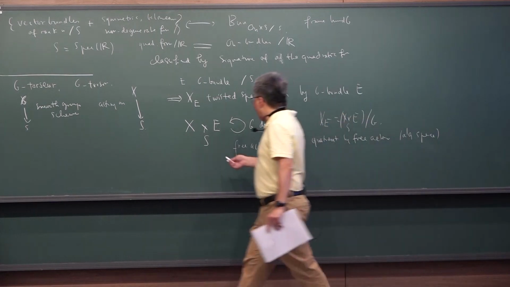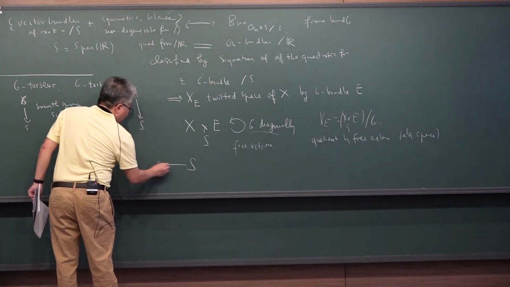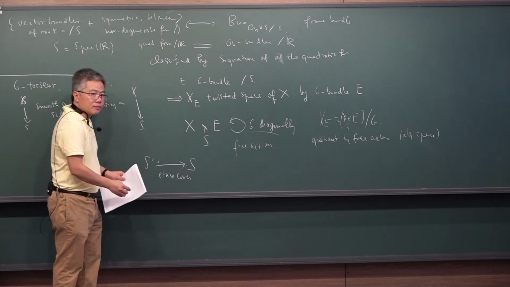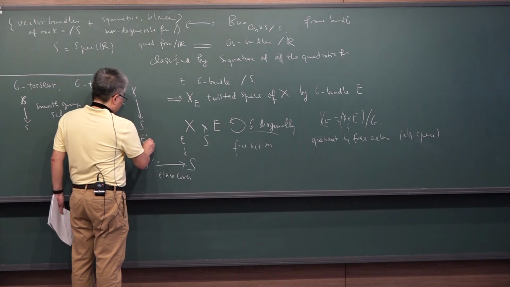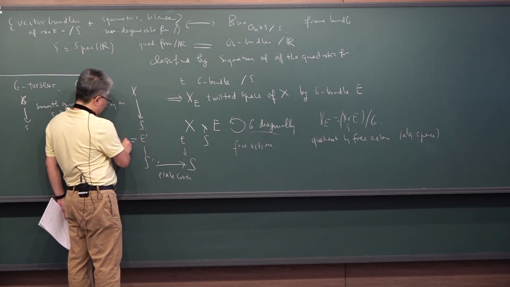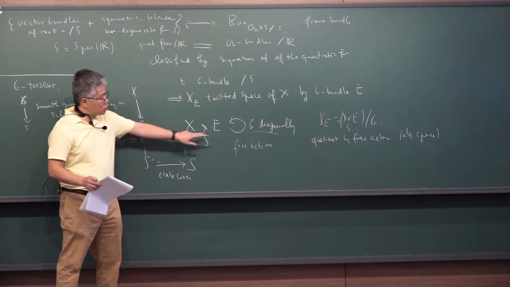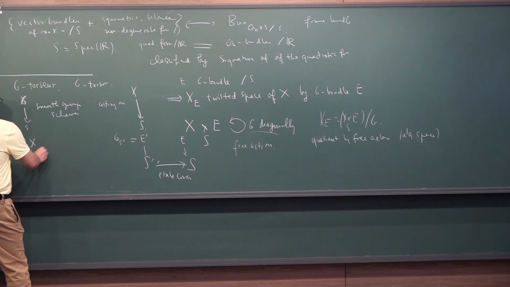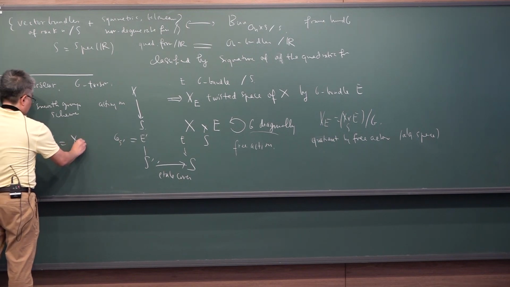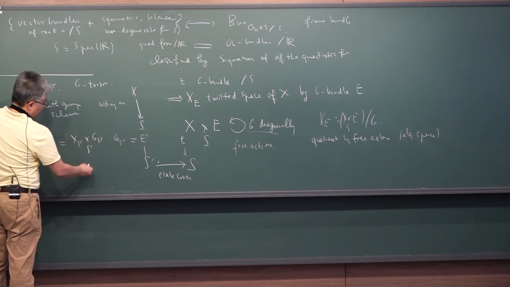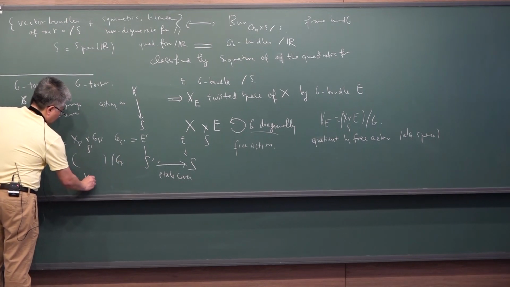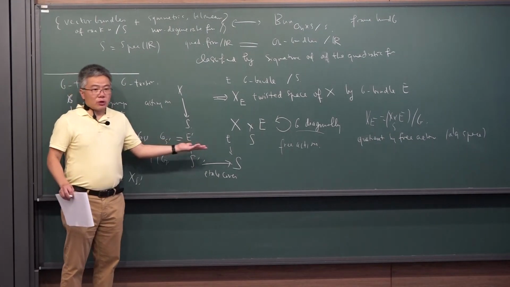The thing is, when you base change S by some S prime, this is a big problem. Over the cover, E prime is trivial: E prime is just equal to G over S prime. If E equals G, then we are doing nothing. X over S prime times E prime is the same as X over S prime times G over S prime, so when you divide by this, you just get X over S prime. So when you twist by the trivial bundle, it doesn't do anything.